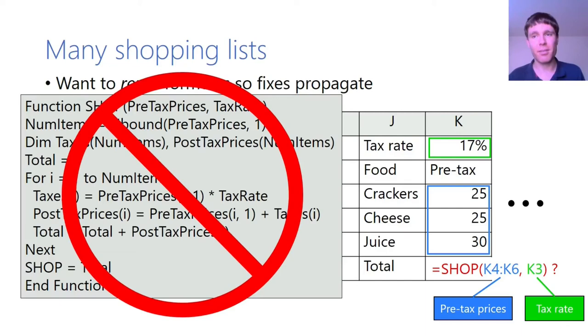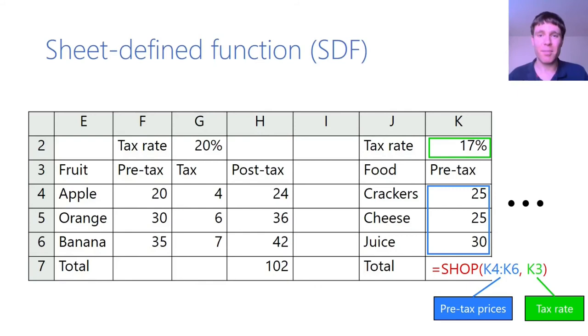Fortunately, there's an easier approach that has appeared in many research systems, and we think it's only a matter of time before it becomes mainstream: the sheet-defined function, or SDF. To make our original formulas into an SDF, we just mark the cells that represent the inputs and output of the function and give it a name. Now we can call shop on the second list, just like a built-in function.